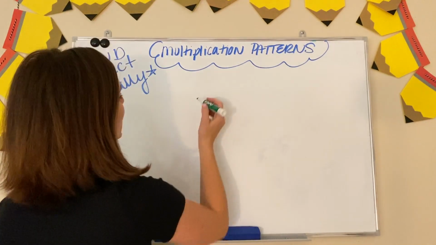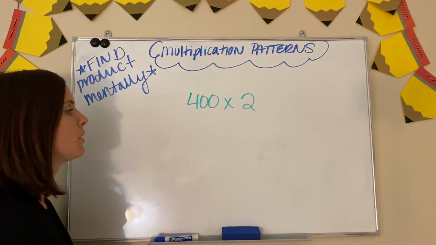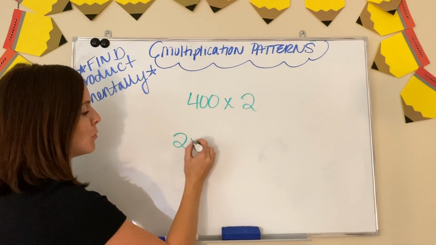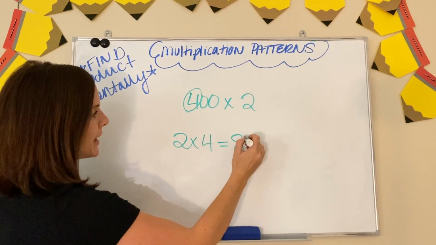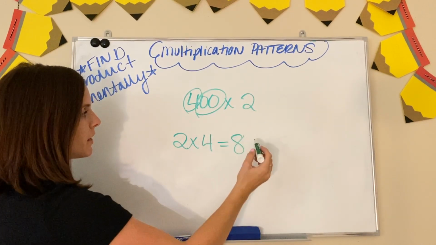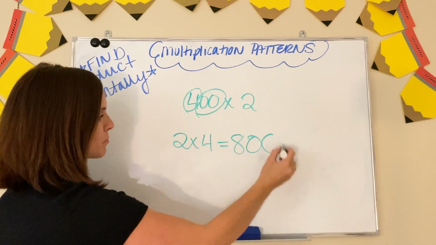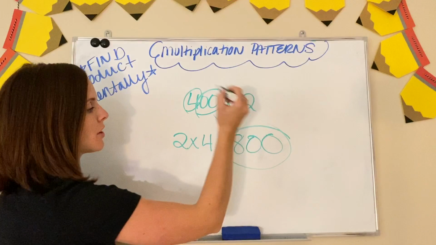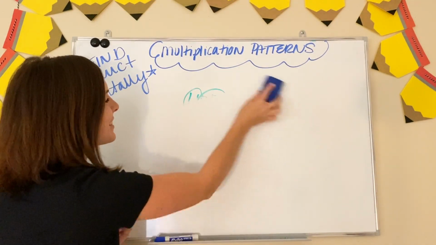What if I had 400 times 2? So take your 2, multiply it times the number out front of the zeros, which is a 4. So 2 times 4 is 8, and then attach how many zeros were attached to the 4. How many zeros were in the 400? There are 2. So attach them into your answer. So your answer is 800. I could do these all day. Let's find another one.